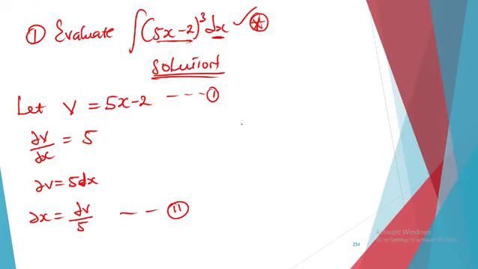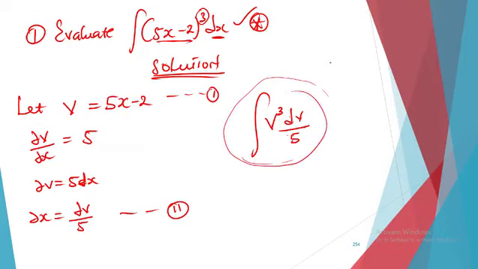Okay, so from equation 1, we have 5x minus 2 equal to v. So we have v because of the cube here, so we have v raised to power 3. And then we have the dx, but we are given that dx is equal to dv over 5. So we have dv all over 5. So we can now integrate this. Okay, let's go over to the next page so that we can solve that.